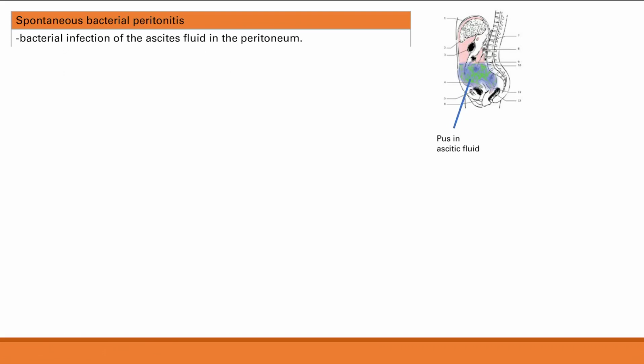Next is spontaneous bacterial peritonitis. So that's inflammation in the peritoneum due to bacteria, and this is infection of the ascitic fluid in the peritoneum. So you have all this fluid, it just stagnates here. It's like a swamp again. So bacteria can grow in here, and it's going to cause overgrowth and infection.